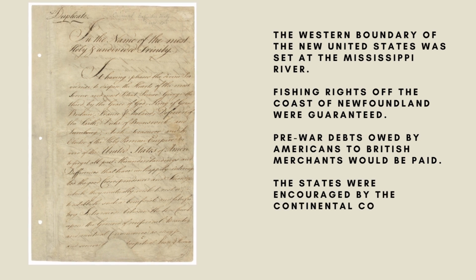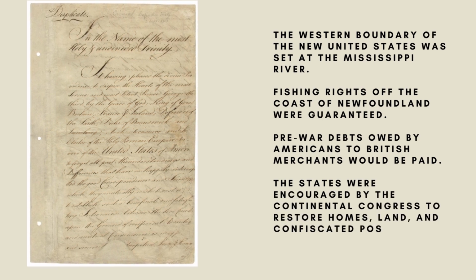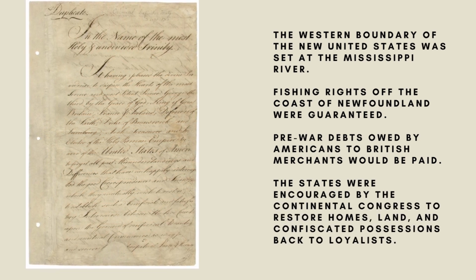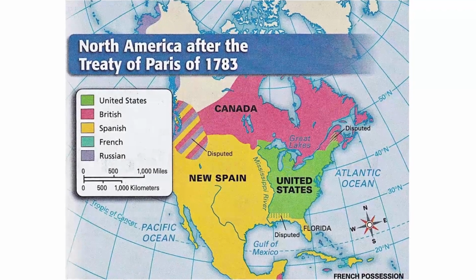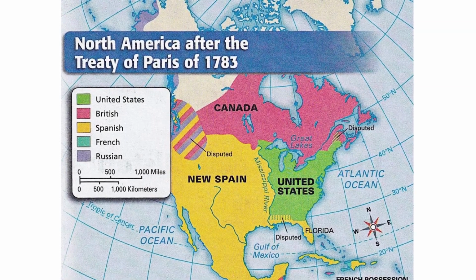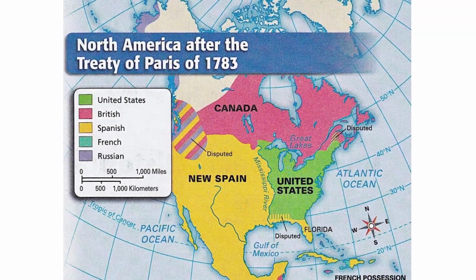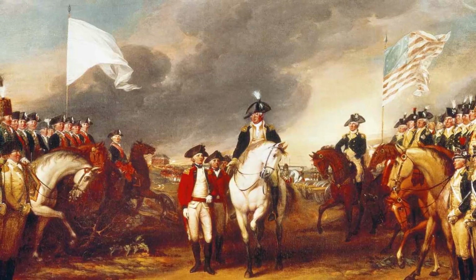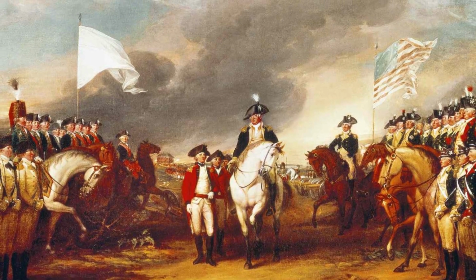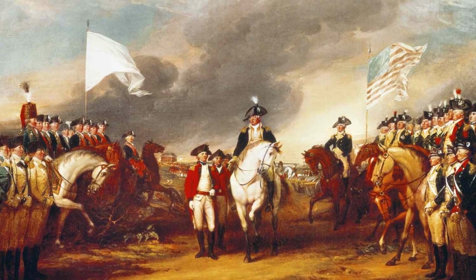With independence achieved, the newly formed United States faced significant challenges, including war debts, conflicts with Native Americans, and the monumental task of creating a new government. The success of the American Revolution wasn't just a national victory, it was a global inspiration. It led to the creation of the world's first Enlightenment-based government, inspiring future revolutions in France, Haiti, and Latin America.